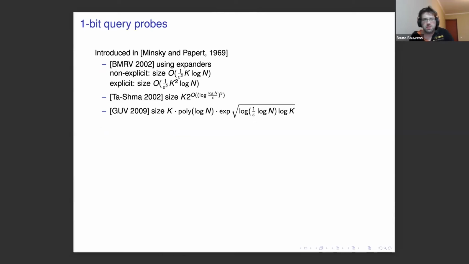Okay, that's the history. It was introduced in the very famous book about perceptrons from Minsky and Papert. They started to study this. Then it was picked up after some time by Buhrman, Miltersen, Radhakrishnan, and Venkatesh. I forgot the names of these people, and they gave non-explicit constructions using expanders. This non-explicit construction was optimal up to a factor of order 1 over epsilon squared, where epsilon is the error probability when you make a query.